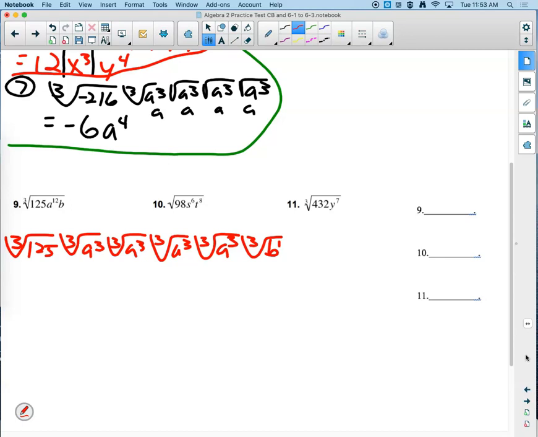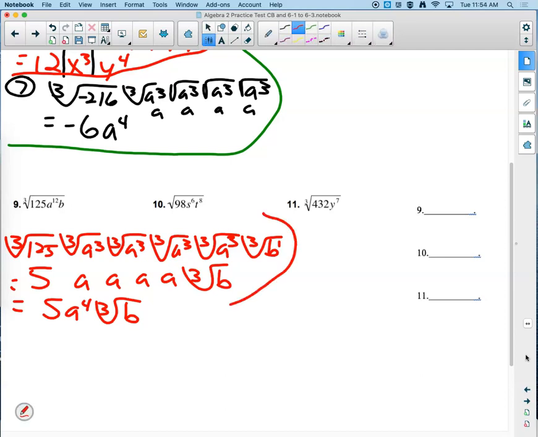Alrighty, so cubed root of 125 is? Power charts, folks. 5. What's the cubed root of a to the third? 1, 2, 3, 4 of those, and then a nasty little cubed root of b sitting there by itself. So what's the pretty part of this one? 5a to the fourth, and then we've got our ugly little cubed root of b sitting right there. Does this one need absolute value bars? No, this was an odd root because we had a little cube root going there.